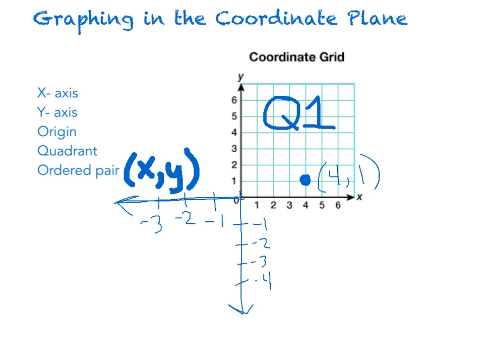So you can see that our coordinate plane is actually divided into 4 parts when we extend our number lines into the negatives. Here's one part, or one quadrant. Here's a second quadrant. Here's a third quadrant. And here's a fourth quadrant.